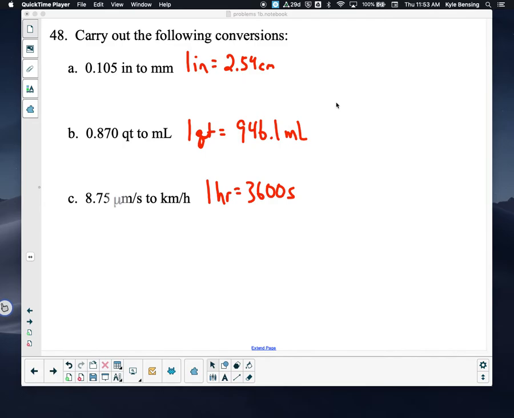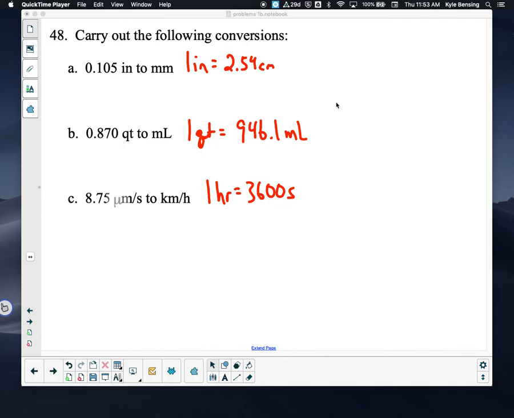Okay, guys, this is problem 48. If you notice, there's already in red, I put the conversions on the board, like inches to centimeters, so that can help us with the problems. So 48 A, B, C, D, E, and F. So let's get started on this.